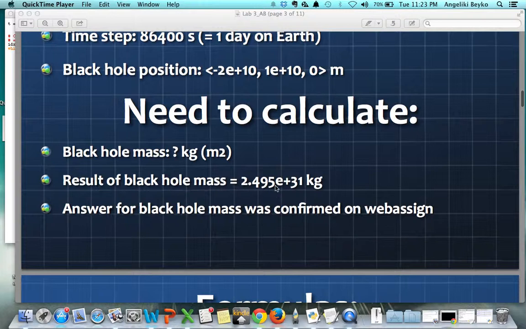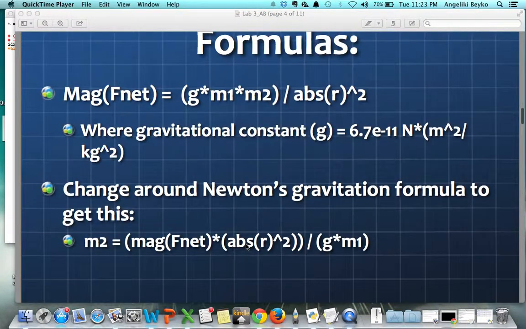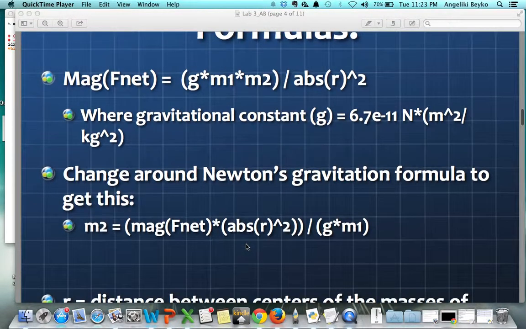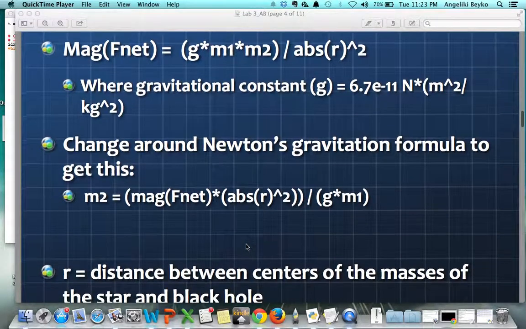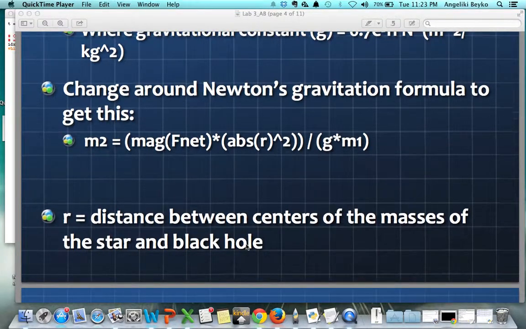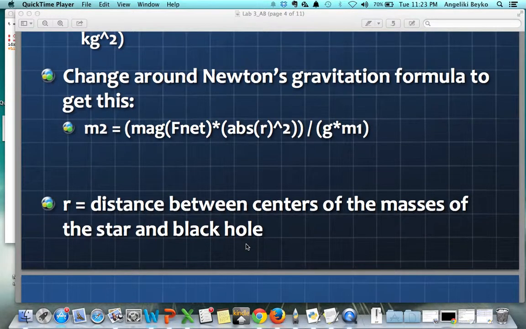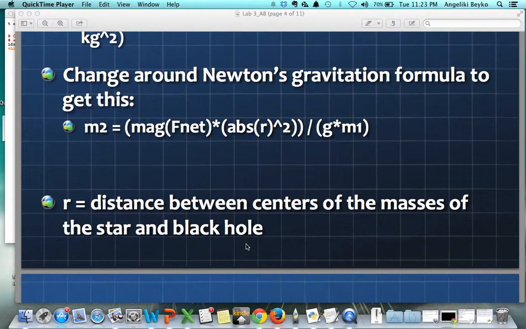And the result was this: 2.495 e to the 31st power kilograms. That was confirmed on WebAssign. So these are the formulas. Magnitude of F net, which is net force, equals gravitational constant times mass 1 times mass 2 divided by the absolute value of r squared, where r is the distance. So we're going to rearrange Newton's gravitation formula to get the second mass. So mass m2 equals magnitude of F net times absolute value of r squared divided by G times mass 1.